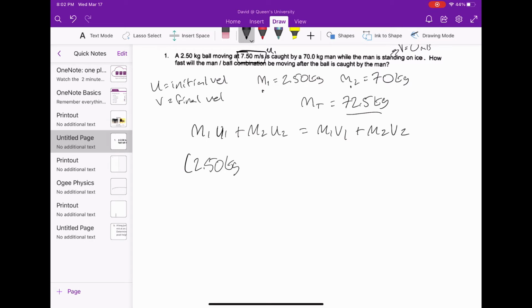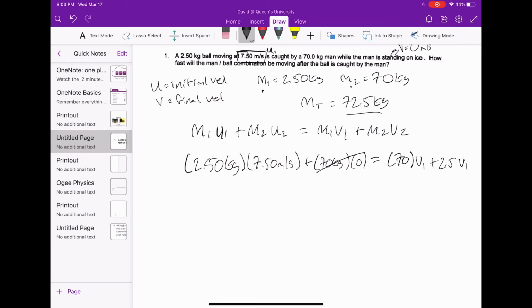So we have 2.5 kilograms for the ball multiplied by its initial velocity, 7.5, plus we have our m2 is 70 kg and our u2, which is 0. So that term's actually going to go to 0. And this here equals to m1v1, which we know that m2 is 70. So that's 70 times v1 plus 2.5 times v1.